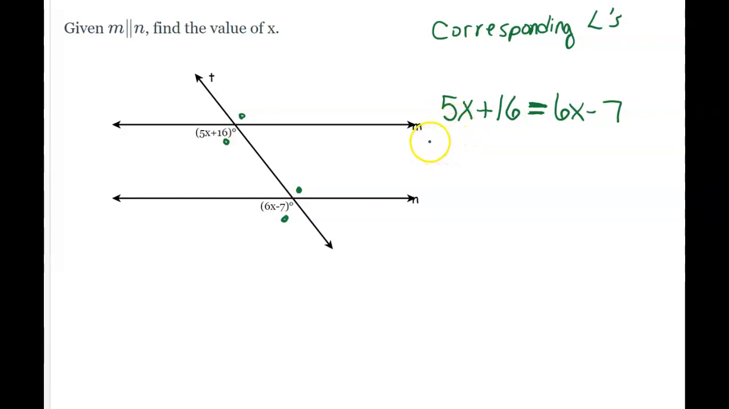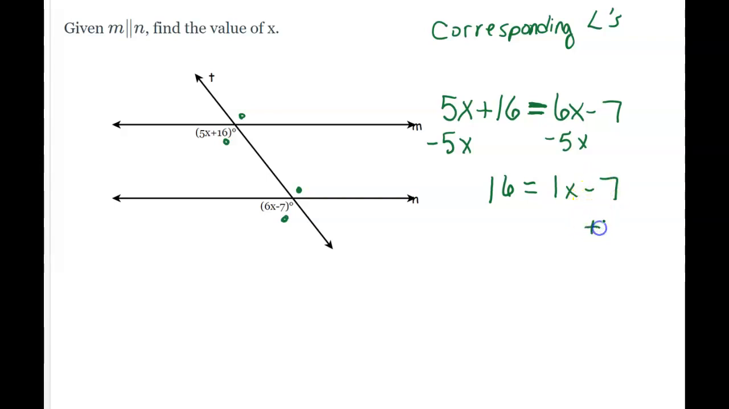In this case, I am going to subtract 5x from both sides. Remember, there are lots of ways that you can go about solving the equations as long as you are following those standard steps. So then I end up with 16 equals 1x minus 7.